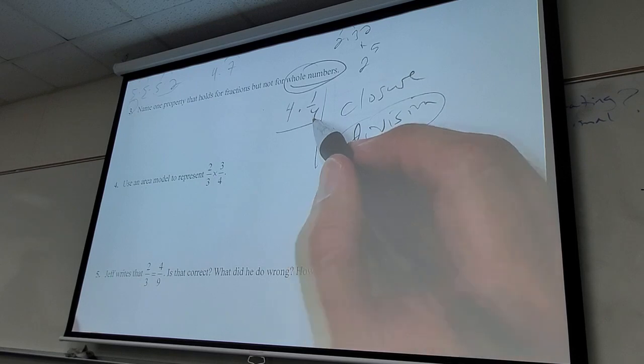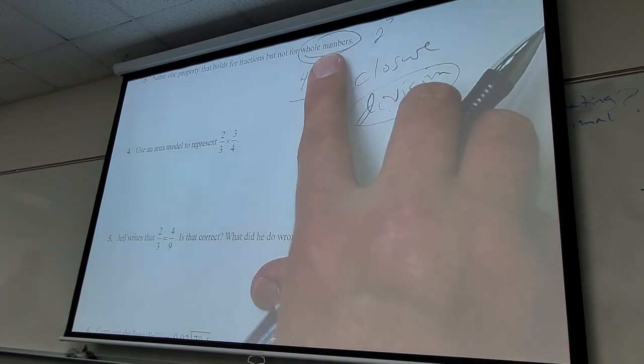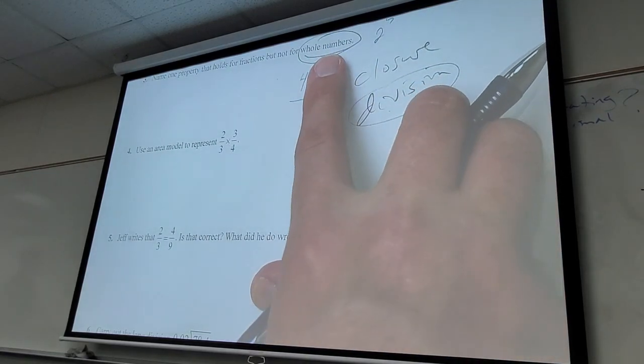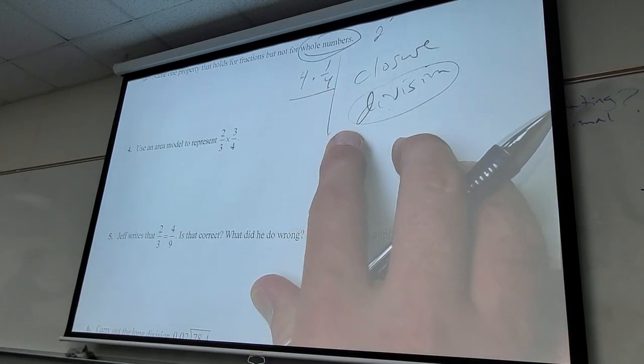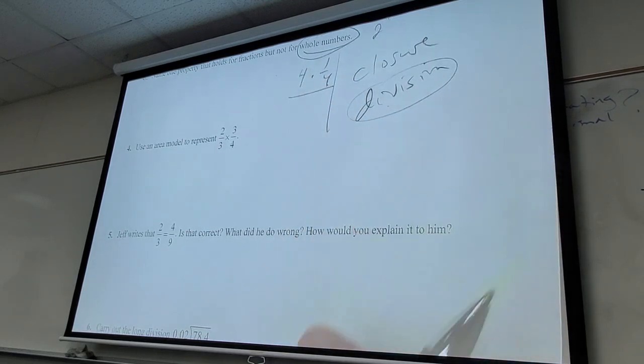Yeah, okay. Now, I'm not saying whole numbers don't have multiplicative inverses. I'm saying if your set is only whole numbers, multiplicative inverse doesn't even exist. It doesn't hold.